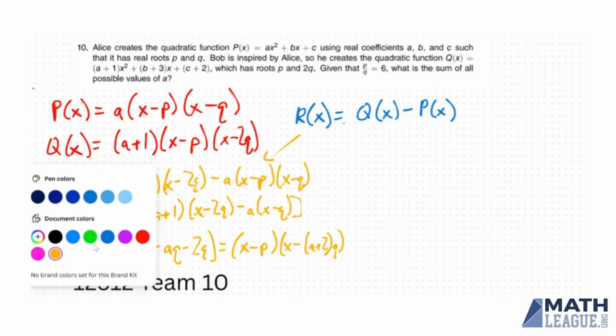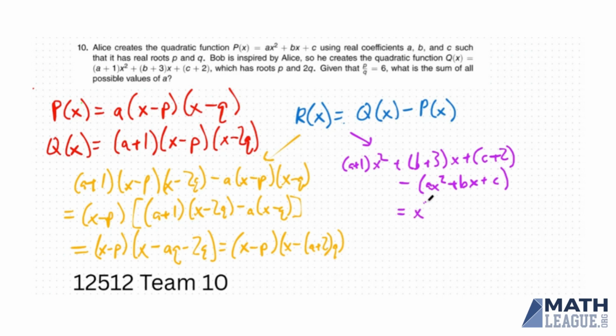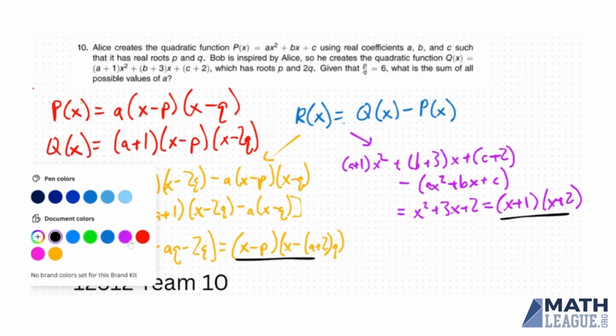All right, now we're also going to do this subtraction by just doing q of x, which is (a plus 1) times x squared plus (b plus 3) times x plus (c plus 2), minus p of x, which is ax squared plus bx plus c. And if we do this, this just comes out to x squared plus 3x plus 2, which factors as (x plus 1) times (x plus 2). So that means that since these two expressions represent the same thing, they have to equal each other. So we have two possibilities, right?